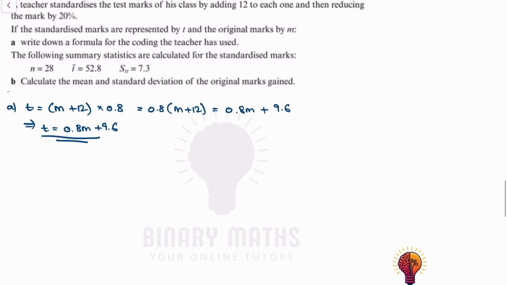Okay, the following summary statistics are calculated for the standardized mark. So you've got n, you've got T bar and S of TT. Calculate the standard deviation of the original marks gained.